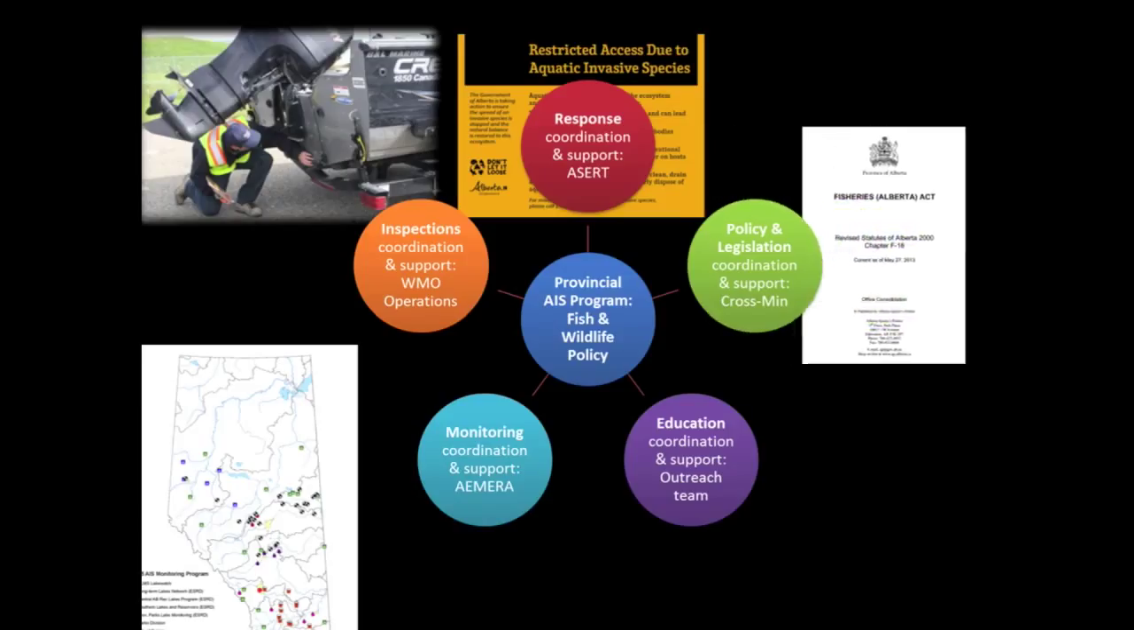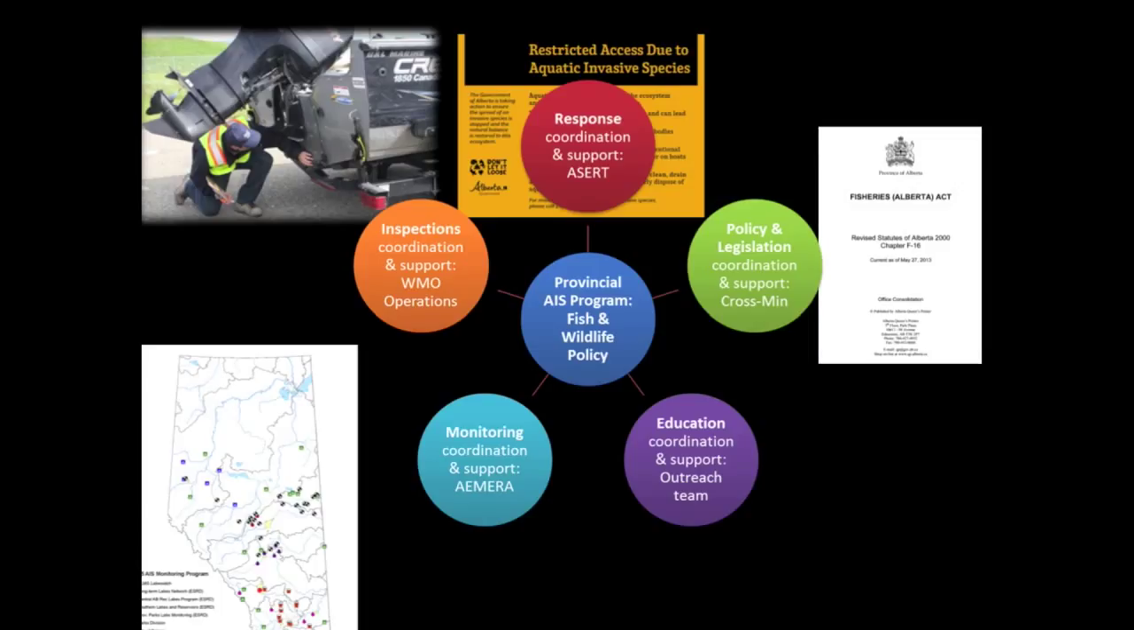And then policy-wise, we have updated our Alberta Fisheries Act to include 52 species of prohibited invasives, and that includes plants, fish, and invertebrates. Also federally, there are new restrictions under the Federal Fisheries Act that you aren't allowed to import or possess or transport, and that includes zebra and quagga mussels and Asian carps.